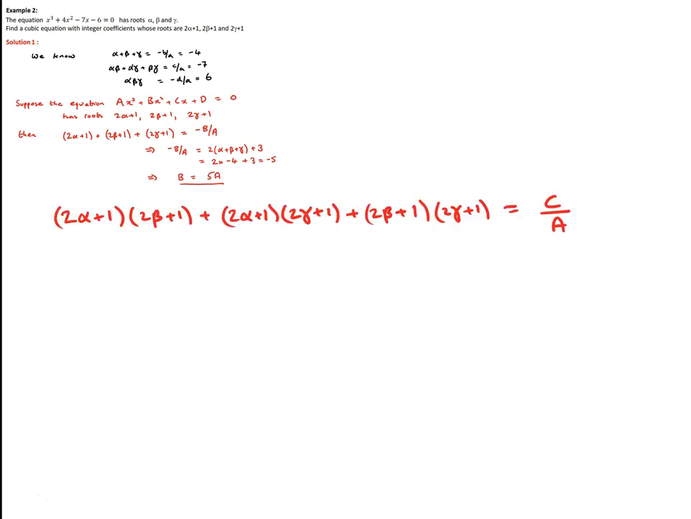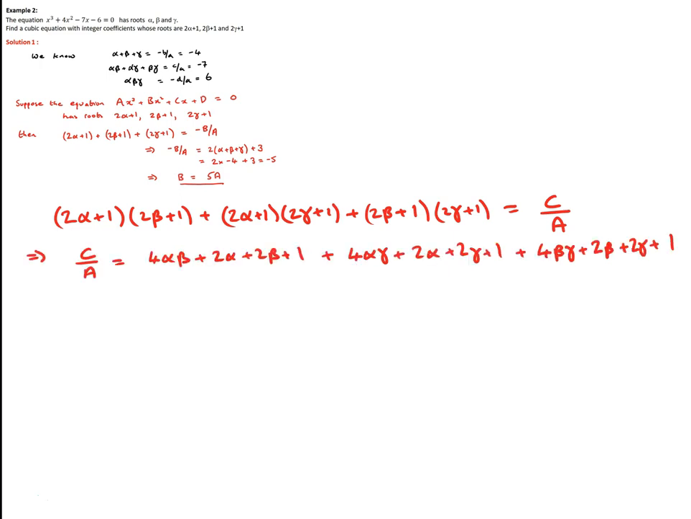We know that the first root times the second root plus the first root times the third root plus the second root times the third root will give me the value of c upon a. So (2 alpha plus 1)(2 beta plus 1) add (2 alpha plus 1)(2 gamma plus 1) add (2 beta plus 1)(2 gamma plus 1) must give me the value of c upon a. A little bit of algebra to multiply this out now.